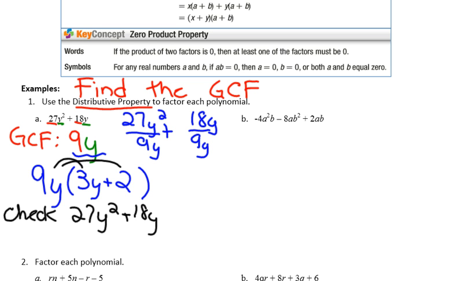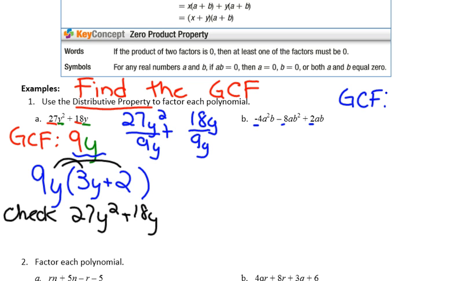You can always go back through and re-multiply it to see. Okay, so we're going to work on finding a greatest common factor, and then dividing it out. So when I look over here, I need a GCF, greatest common factor. I'm going to look at the numbers first. So I have -4, -8, and 2.